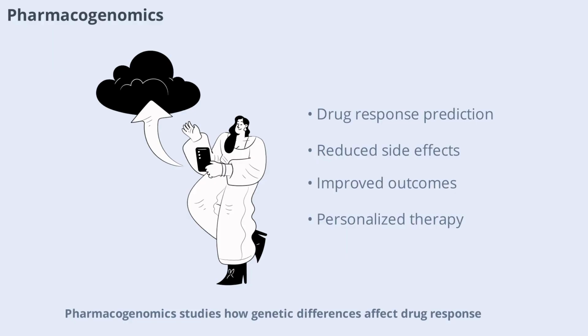Pharmacogenomics studies how genetic differences affect drug response. By analyzing genomic data, scientists can predict which medications will work best for each patient. This approach reduces adverse reactions and improves treatment outcomes, making medicine safer and more effective for everyone.